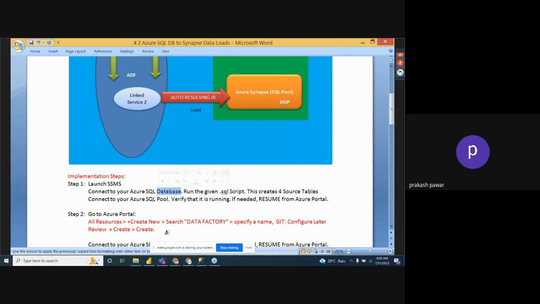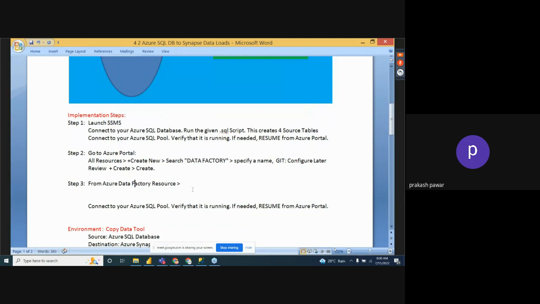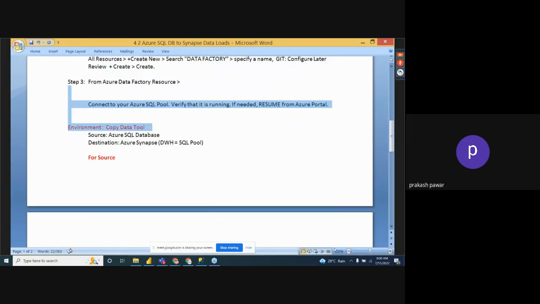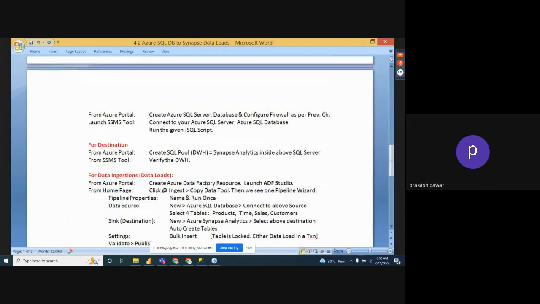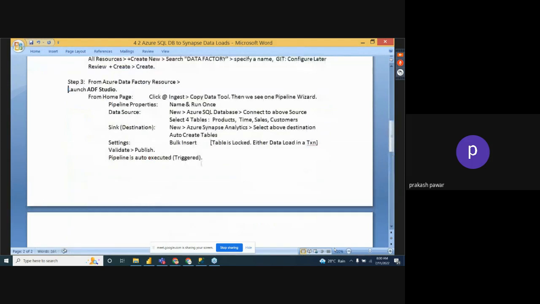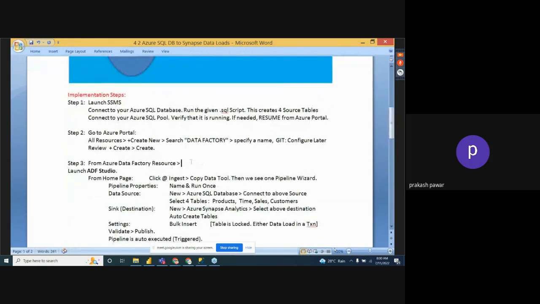Next. Once we create, what else? Step number 3. From the Azure Data Factory resource, what we do? From the Azure Data Factory resource, I just have all this information ready. Launch ADF Studio.